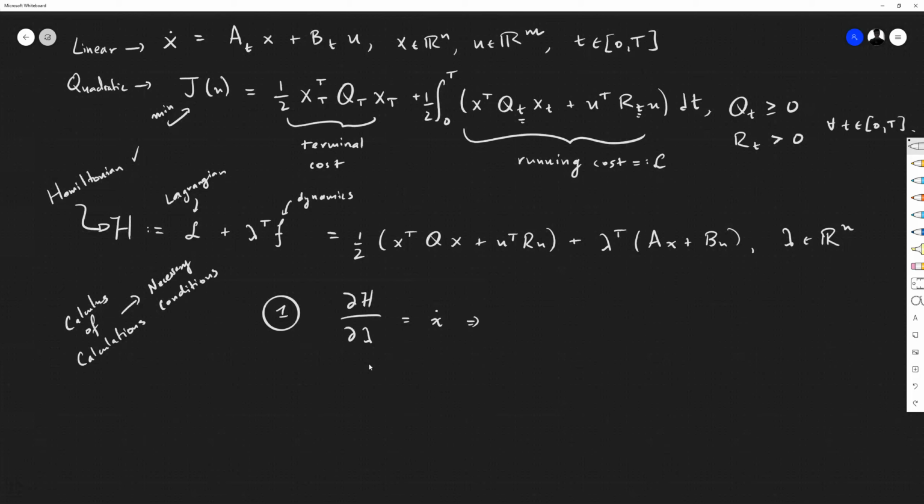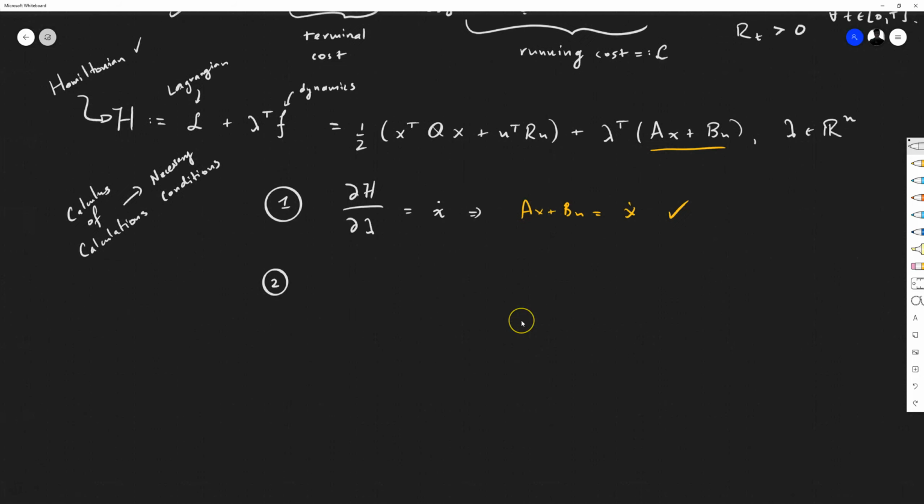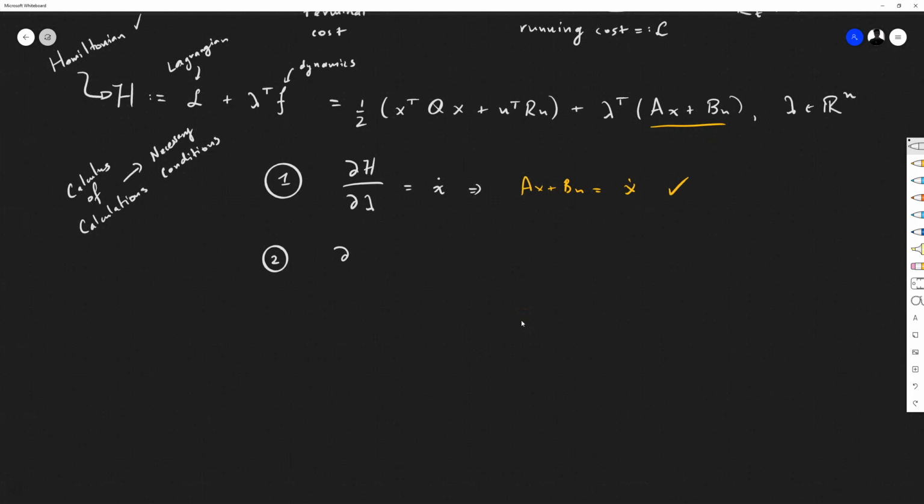Is this true? What does this give us? Well, dH d lambda, since lambda only appears here, this is just Ax plus Bu equals x dot. So this is satisfied trivially, right? Okay, so that's just like a sanity check, I guess. The second necessary condition is that the derivative of the Hamiltonian with respect to the state is equal to negative lambda dot. And this is referred to as the state equation, and this is referred to as the co-state equation.